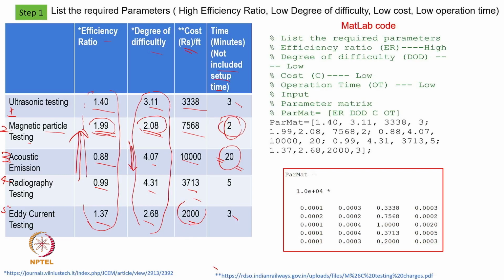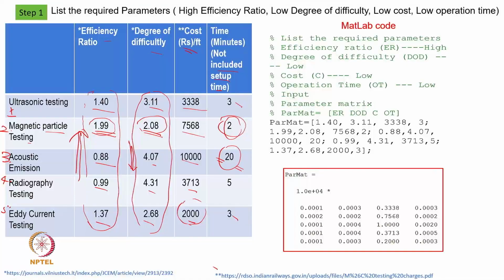The question comes, which parameter is more dominating? Is the cost more important? Is the time more important? Is the degree of difficulty more important? That is why this method, the weighted object method, is required. However, to really make this table, we will be utilizing a MATLAB code.